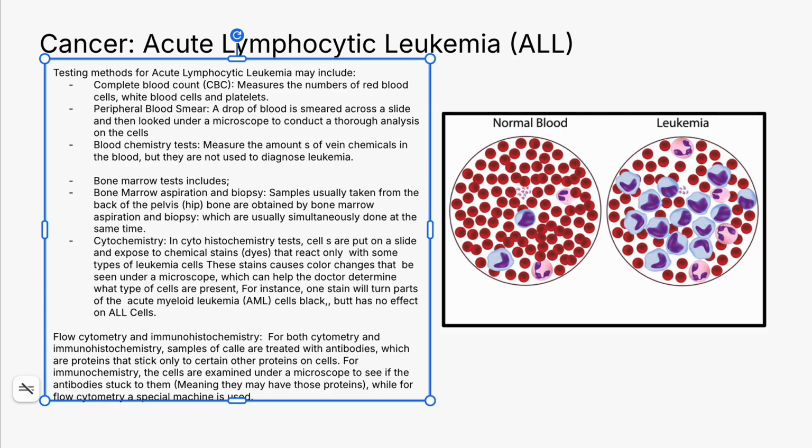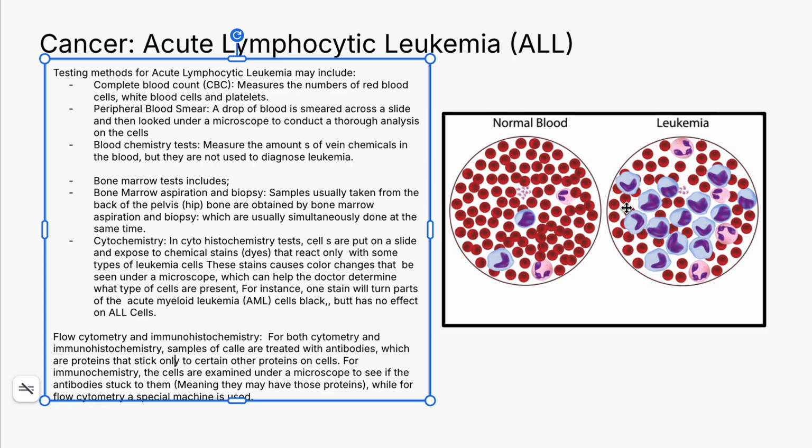For both flow cytometry and immunohistochemistry, cells are treated with antibodies, which are proteins that stick only to certain proteins on cells. For immunohistochemistry, the cells are examined under a microscope to see if the antibodies stick to them. They may have some proteins, while in flow cytometry, a special machine is used.